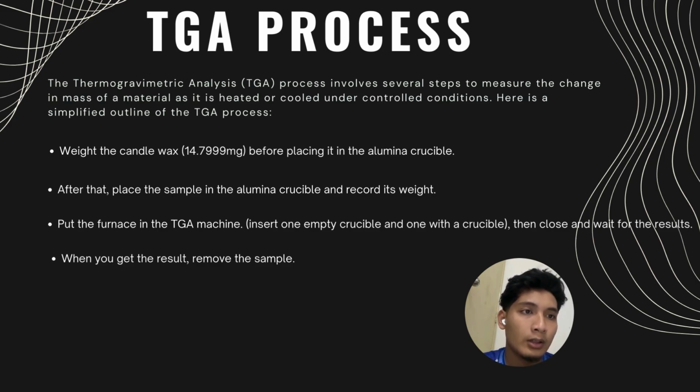Firstly, weigh the counterweight, 40.7999 milligrams, before placing it in the aluminum crucible. After that, place the sample in the aluminum crucible and record its weight. Next, put the furnace in the TGA machine, with one empty crucible and one with the sample. Then close it and wait for the result. And lastly, when you get the result, remove the sample.